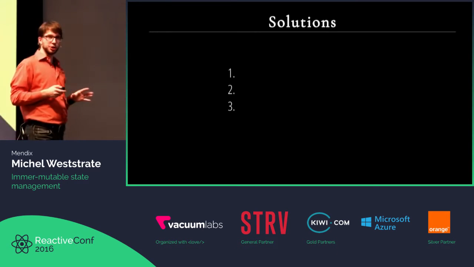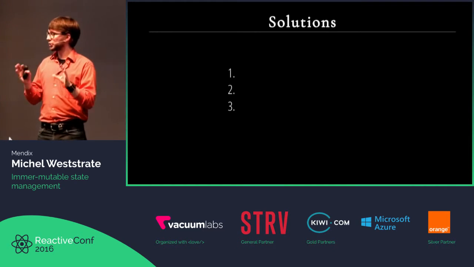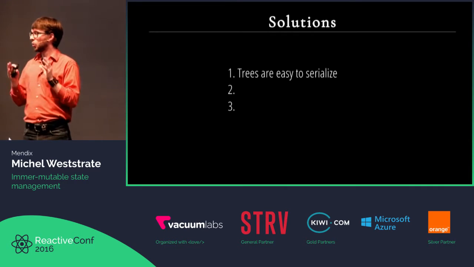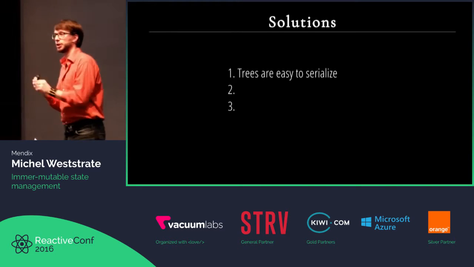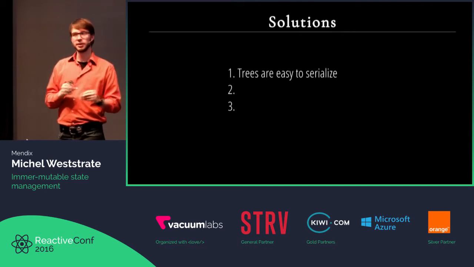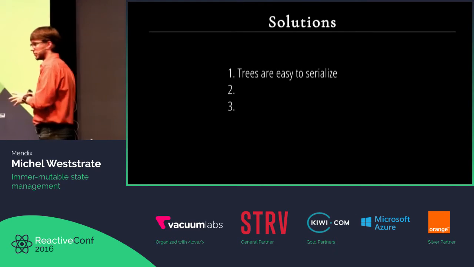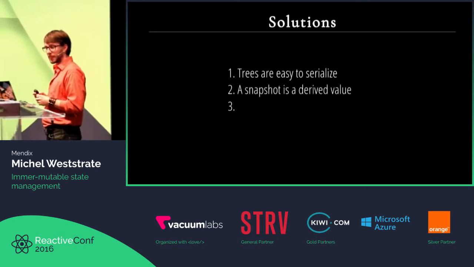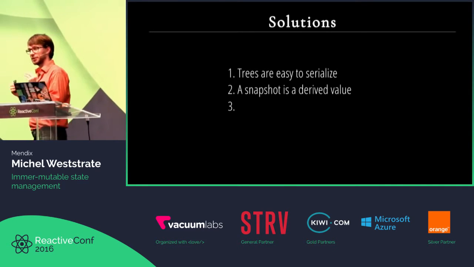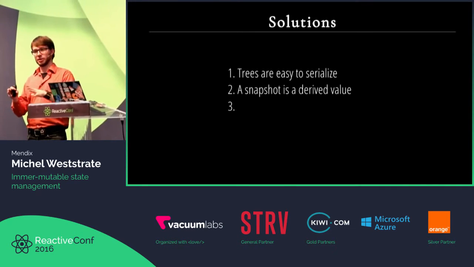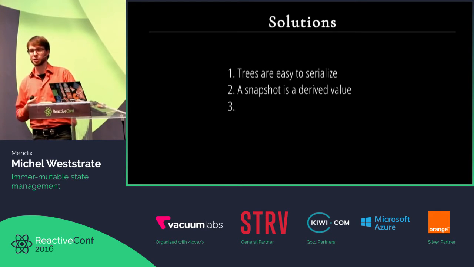However, there are solutions to this problem. First of all, what if we constrain ourselves to using trees? Serializing trees is straightforward. We know how to do that. And secondly, as I just told you, a snapshot is just a derived value from your state.